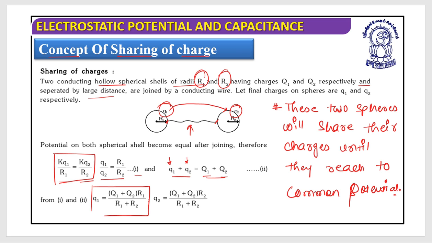It's Q total multiplied by R1 divided by R1 plus R2, and this Q2 is equal to Q total multiplied by R2 divided by R1 plus R2. I hope these things are clear to you. You must remember this formula. This will help us to calculate the numericals in a quick manner. I hope these things are clear to you.